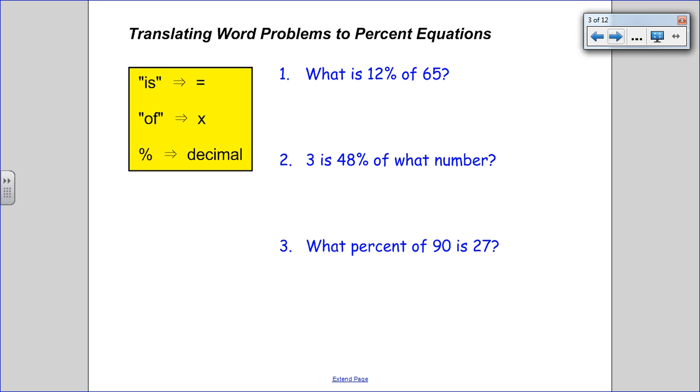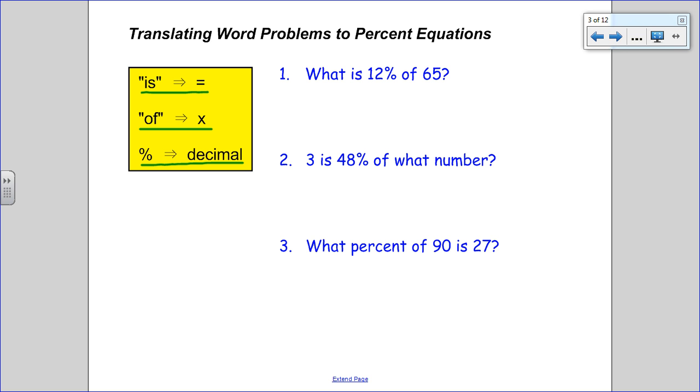Finally, let's look at some examples of translating word problems to percent equations. Key ideas to keep in mind when doing the translation is that the word is is equivalent to an equal sign. The word of is equivalent to multiplication. And percents in the word problem should be translated to decimals. Let's do 3 examples.